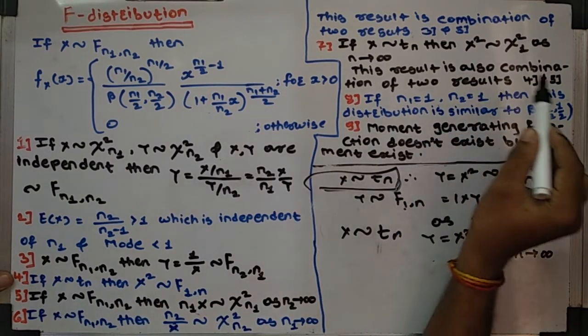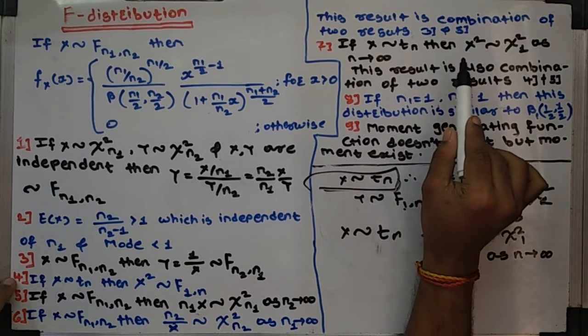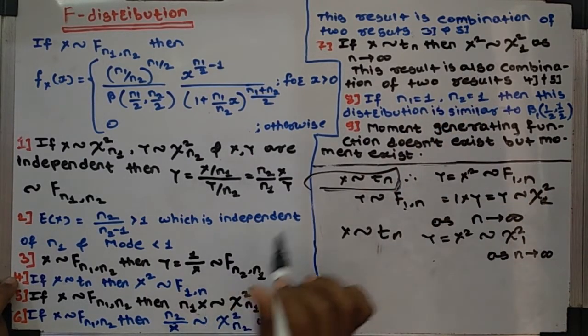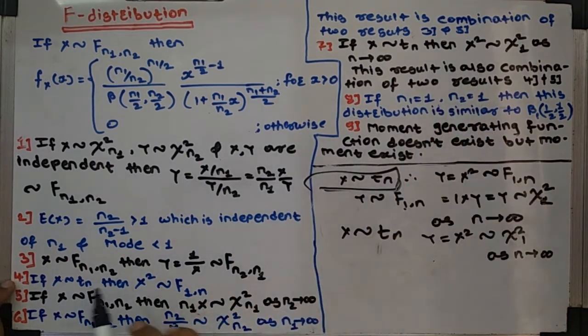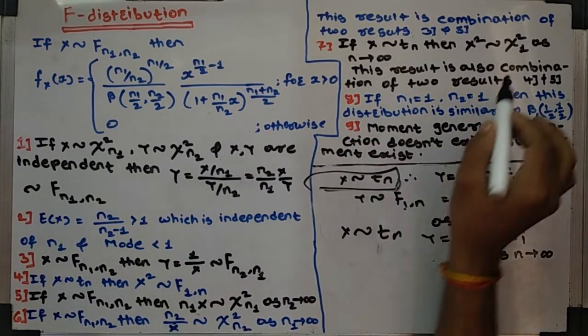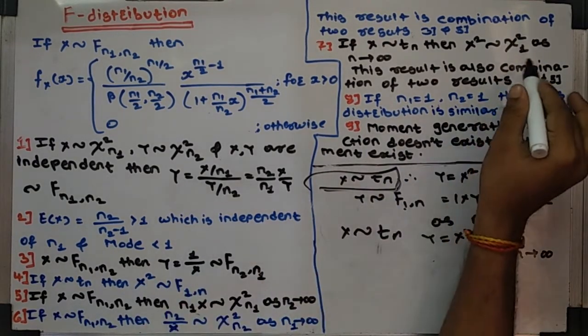Here we see result number 4 and result number 7, both results are the same, but in result 4 n is not large and in result 7 n is large. That is, if n tends to infinity, then x square tends to chi-square, that is the distribution of x square is changed for large n.